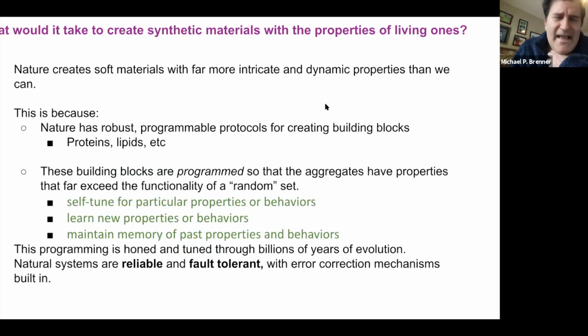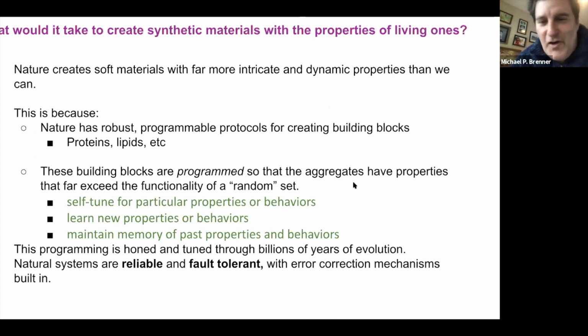And even why, what is the difference? This slide has a lot of words in it, but it's basically a hypothesis. The whole slide is a hypothesis for what the difference is. So nature creates soft materials which are far more intricate and dynamic than we do. And the question is why? One hypothesis is that nature has programmable protocols for creating building blocks, and it has had billions of years to fine tune the parameter sets for those building blocks.